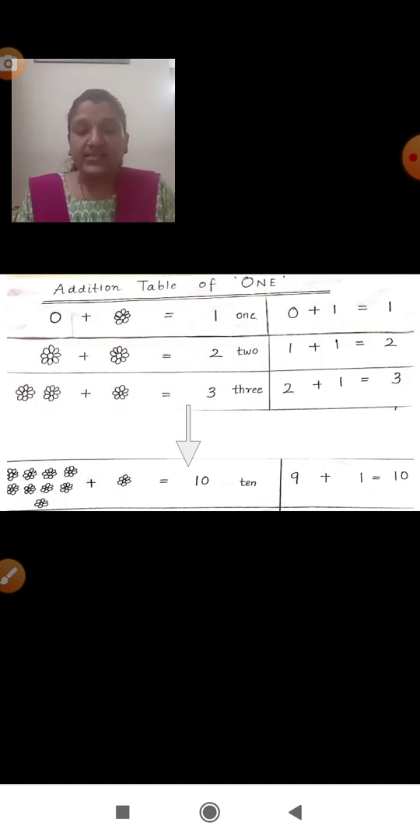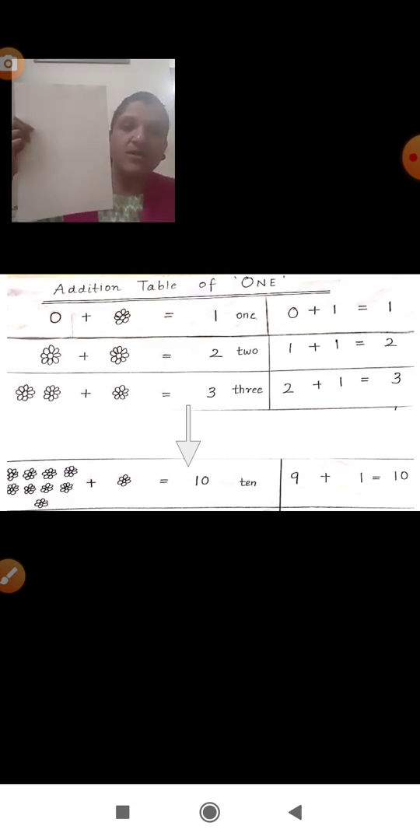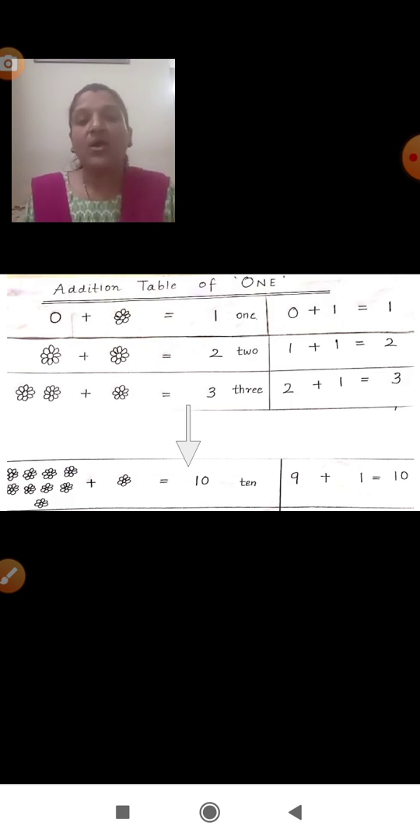Yes, this is the format of our maths project addition table of 1. Now, for this, you have to write this title nicely on the top of the paper. Then you can make 2 columns on this paper, and then you have to write the project row wise, one by one, as shown in this format.